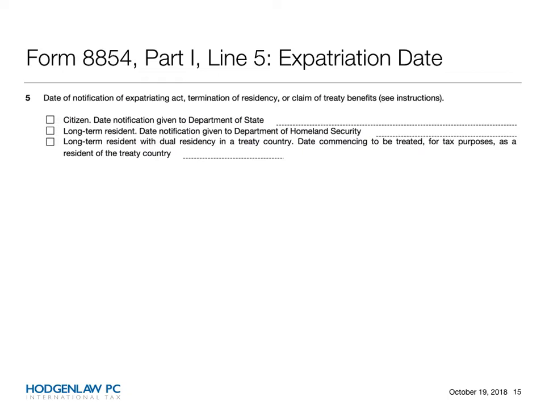One is by changing immigration status, so terminating the visa status either voluntarily or having it taken away involuntarily. The second way for a long-term resident to terminate status is to make a treaty election on an income tax return. So we'll talk about both of those.